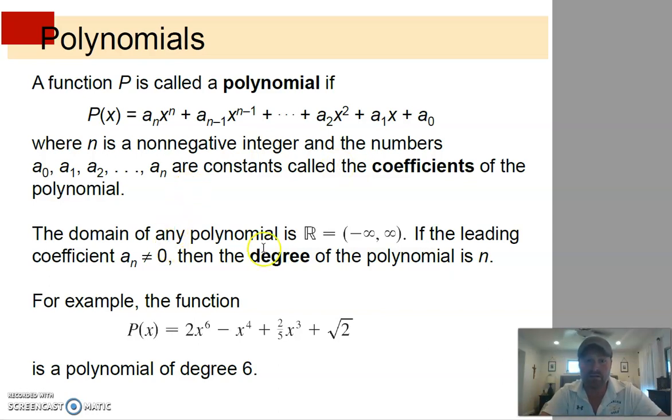variables. All right. The domain of a polynomial is always all real numbers, right? So we're going from negative infinity to positive infinity. This cool little R we typically write to denote real numbers.